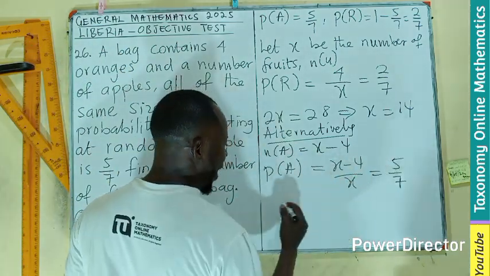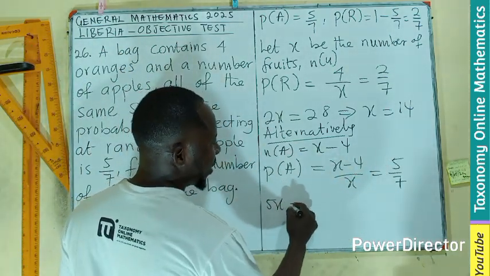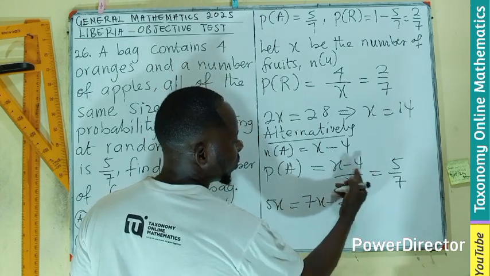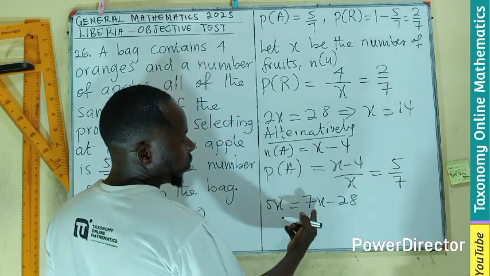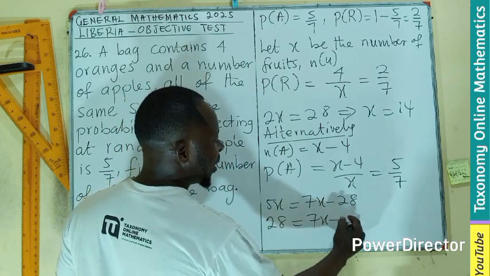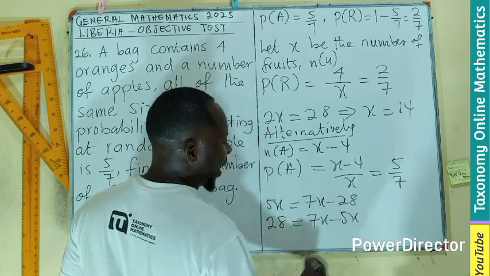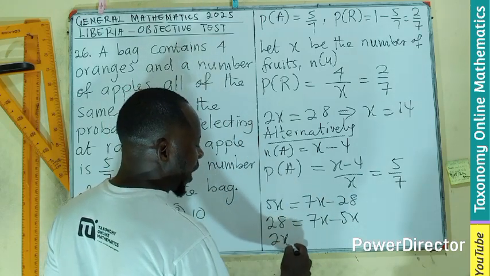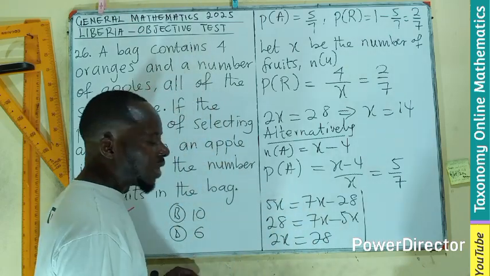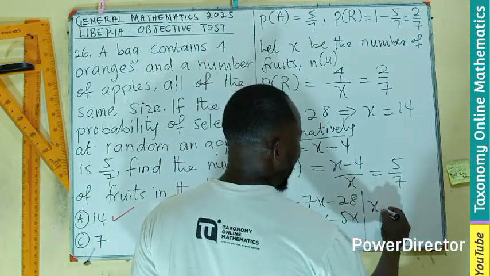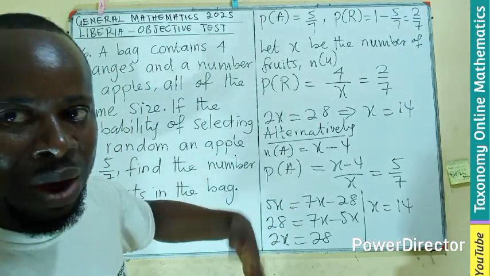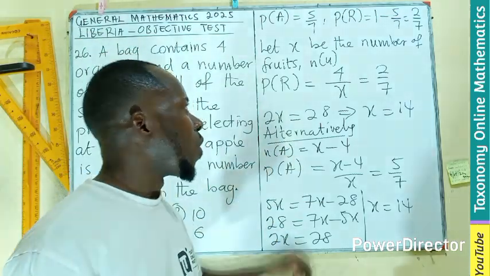If you cross multiply, I'll be having 5x equals to 7x minus what? 28. Remember, you multiply through. Let's bring 28 here. Maintain the 7x and subtract what? 5x. That means 2x equals to what? 28. I can divide both sides by the 2. X will still be equals to what? 14.